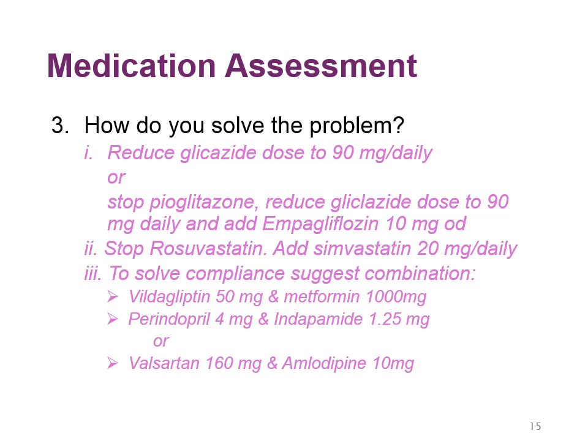To solve the compliance issue, because she says she sometimes forgets, we can always suggest a combination of two medications to ease and facilitate her adherence. For example, vildagliptin 50 milligram and metformin 1000 milligram perhaps, or perindopril 4 milligram and indapamide 1.25 milligram if they're taking two antihypertensives, valsartan 160 milligram and amlodipine 10 milligram perhaps. Okay, this is not for this patient, but just some examples of combination medication.